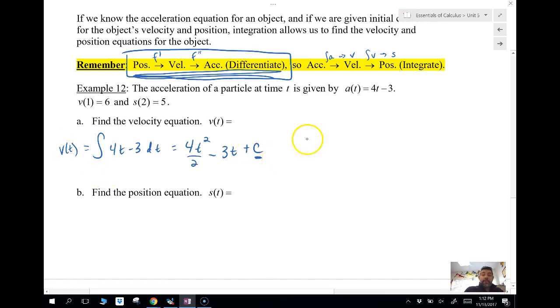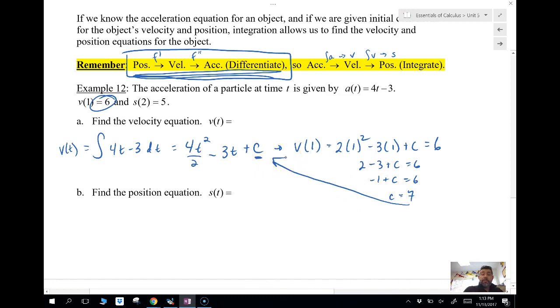So we're going to plug in what we know. We know v sub 1, so we're going to plug in 1 for t. Just so you know, 4 divided by 2 is 2, so I just changed that. 2 minus 3 times 1 plus c, and we know that that's going to be equal to 6, because that's what we're given. So we're going to use this to solve for c. 2 minus 3 plus c equals 6. Negative 1 plus c equals 6. c equals 7. And then we're going to put it back here, and our answer is 2t squared minus 3t plus 7. So that's our velocity equation.